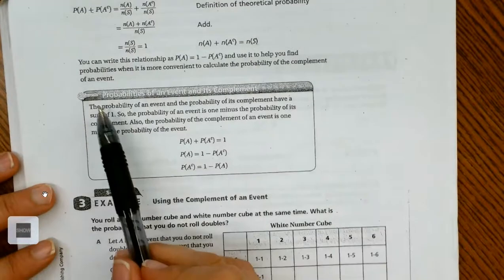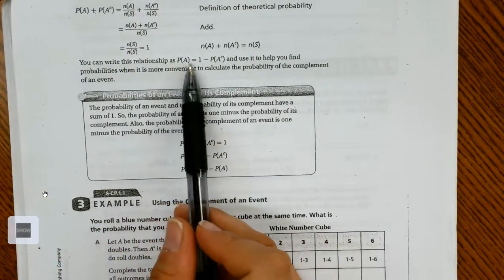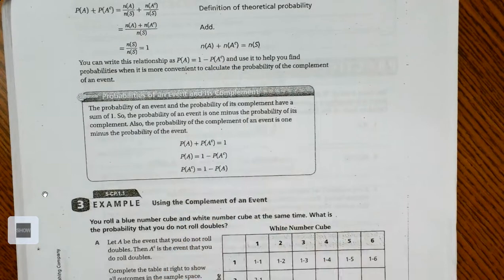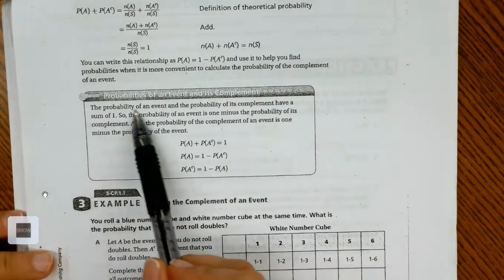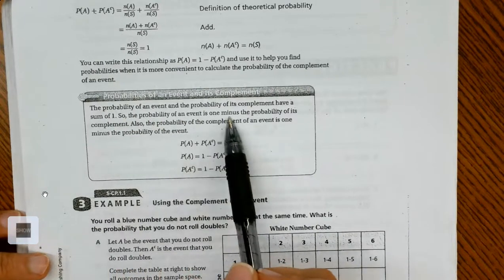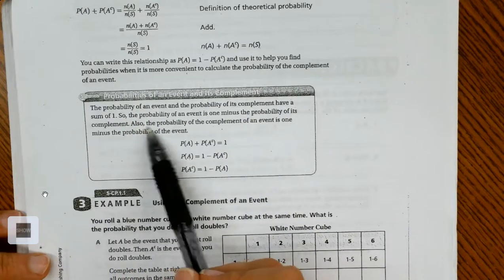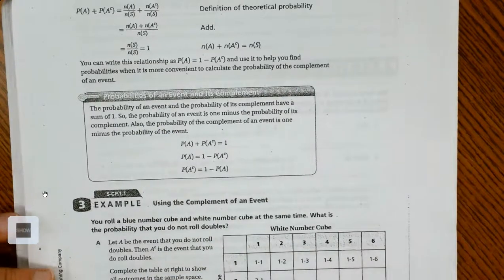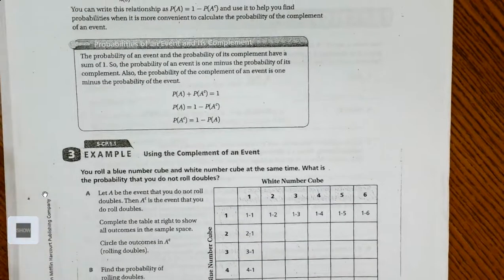All right, so you can write this relationship as the probability of A equals 1 minus the probability of the complement of A, and use it to help you find probabilities when it's more convenient to calculate the probability of the complement of an event. The probability of an event and the probability of its complement have a sum of 1. So the probability of an event is 1 minus the probability of its complement. Also, the probability of the complement of an event is 1 minus the probability of the event. Right? Everything that's in A versus everything that's not in A. Well, everything in A plus everything that's not in A equals everything in the universe, right?